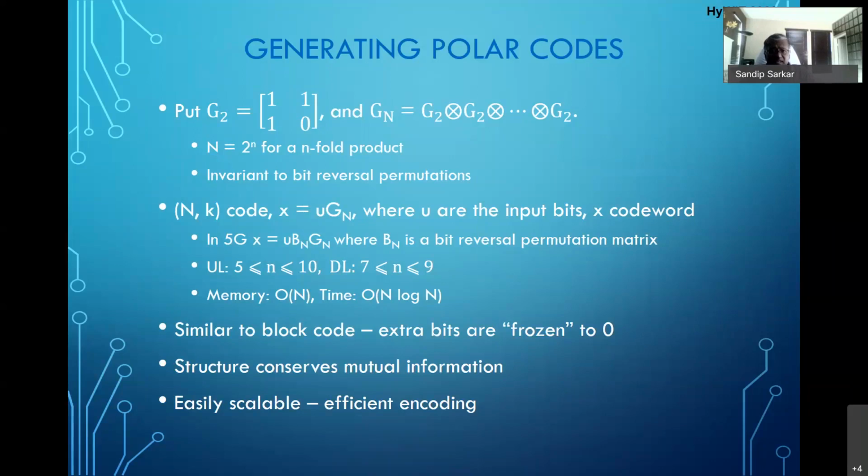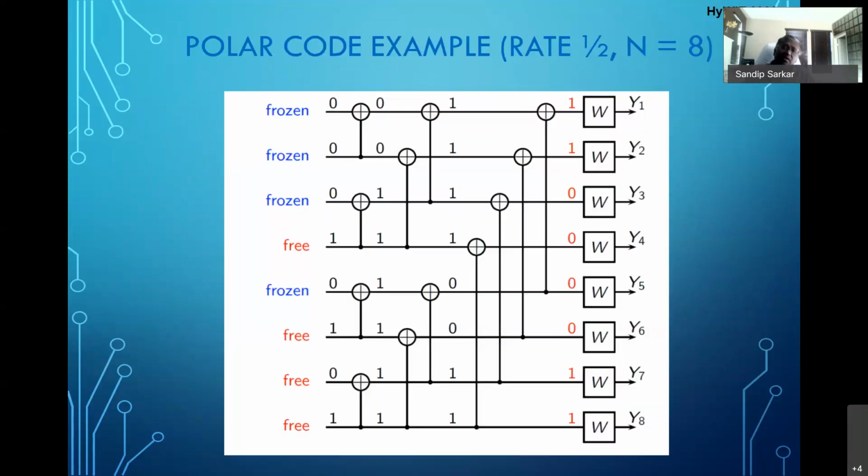In 3GPP, what is done is for uplink, this n is between 5 and 10, and for downlink it is between 7 and 9. And in addition, we put a bit reversal permutation matrix. As we saw, any permutation matrix still preserves the properties of the code. So a bit reversal permutation matrix does not change the property of the code in any way. And so it becomes similar to a block code, a 2 to the power n, NK code. So you have a bunch of extra bits there, and they're all frozen to zero. So this becomes easily scalable and gives an effective algorithm.